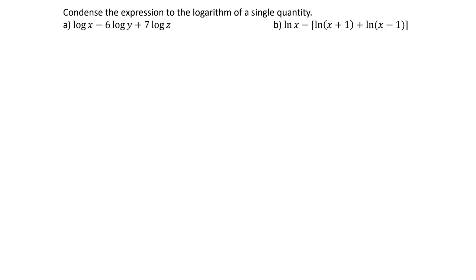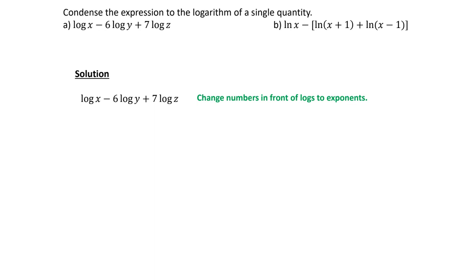Let's look at more examples, the opposite now. Instead of expanding, we want to condense, using the same properties. They want us to convert multiple logs into one single log. Let's start with A. Just to review, when we don't have a number for the base of the log, we automatically know it's base 10. These are all base 10 logs.